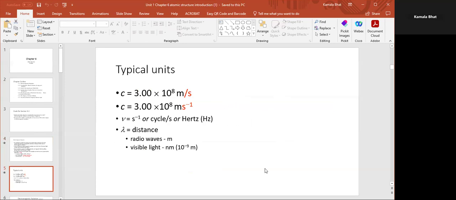And here you have the general wave equations. Generally, we take the speed of light as 3.0 times 10^8 meters per second. Nu is in hertz or cycles per second. And lambda is the distance, which we call the wavelength.